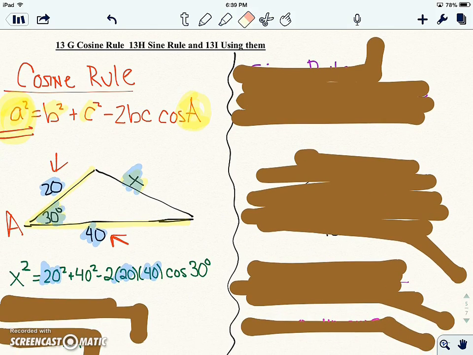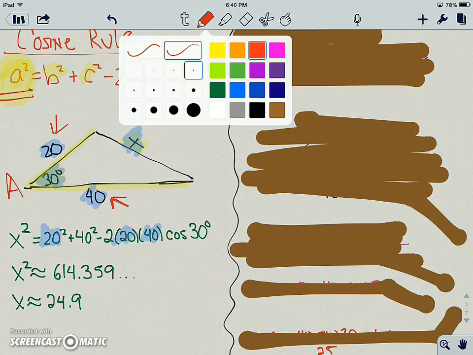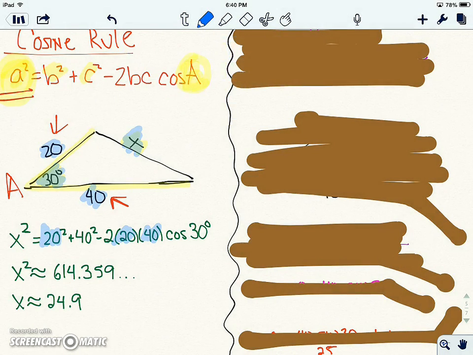If you put that in your calculator, you'll get x squared is about 614.359. I wouldn't write that out. I would just put it in the calculator, and then to solve, to get rid of the square, take the square root of both sides, and x is about 24.9. So it's identifying where you need to plug in and then simplifying.